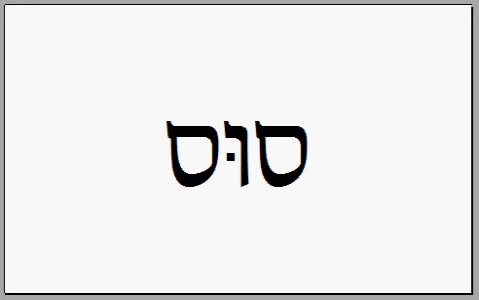We're going to be learning about how to identify nouns and how to look at them. Here we have the word sus. It's masculine and it's singular. Notice that it doesn't have something that we're going to be seeing later.